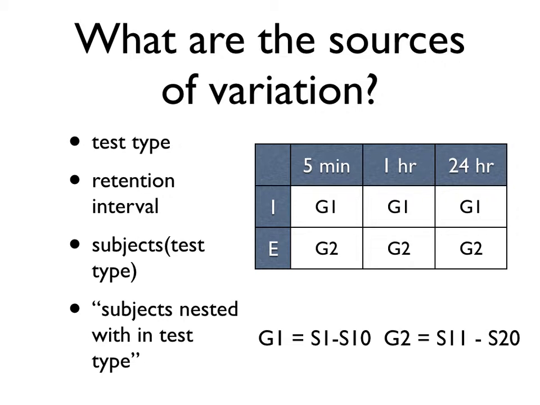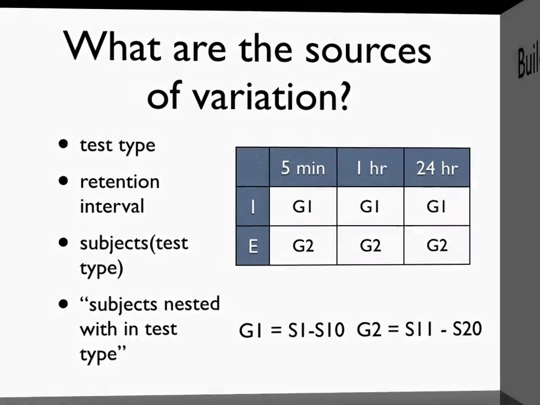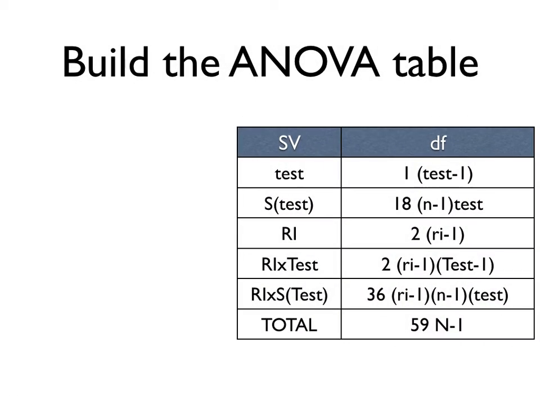Subjects are nested within test type. So now we have an analysis of variance summary table.